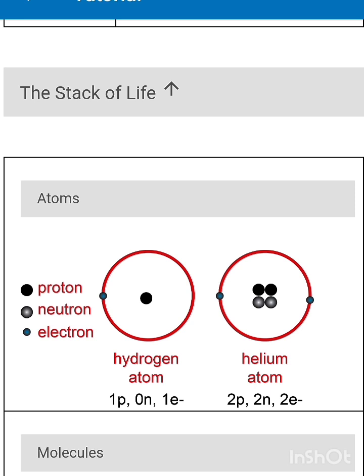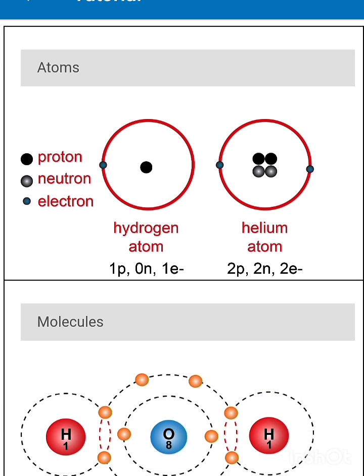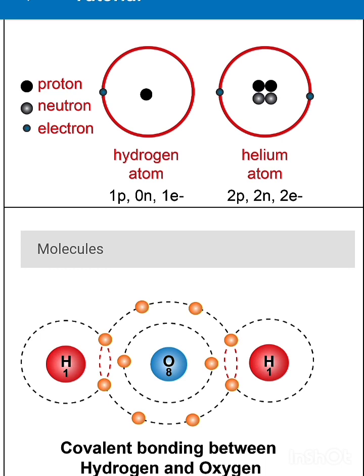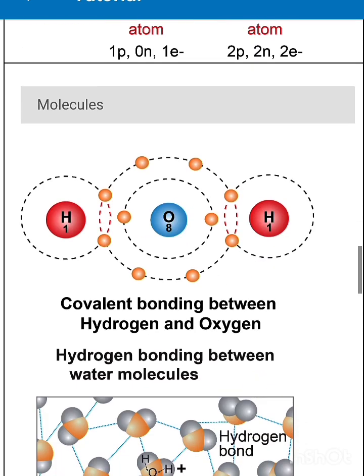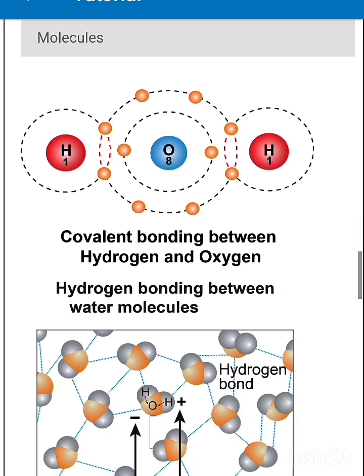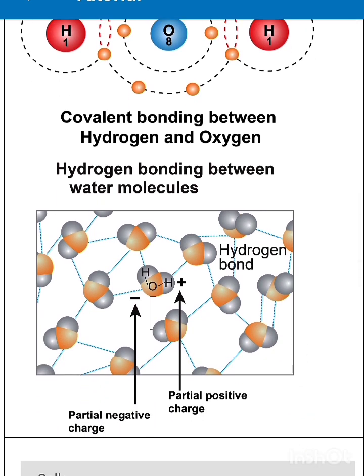The state of life. Atom. Proton, neutron, electron. Hydrogen atom, helium atom. Hydrogen atom has 1p and 1e. Helium atom, 2p, 2n, 2e. Molecules. Covalent bonding between hydrogen and oxygen. Hydrogen bonding between water molecules. You can read it.